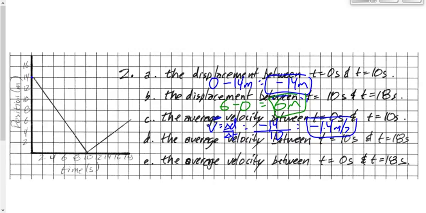And the average velocity between 10 and 18, we're going to say is, once again, displacement divided by time. This one is going to be 6 meters divided by 8 seconds. 10 and 18 is 8 seconds. That gives me 0.75 meters per second.